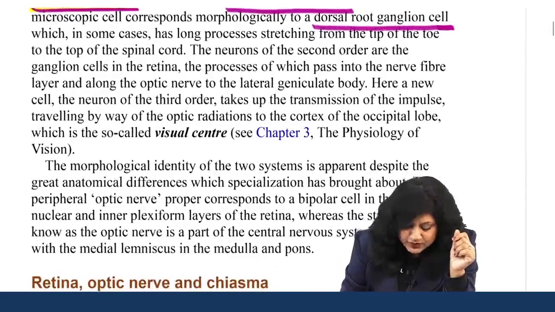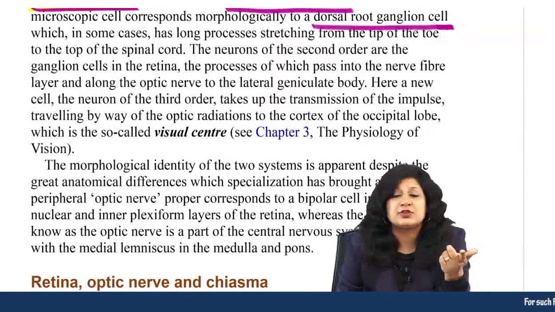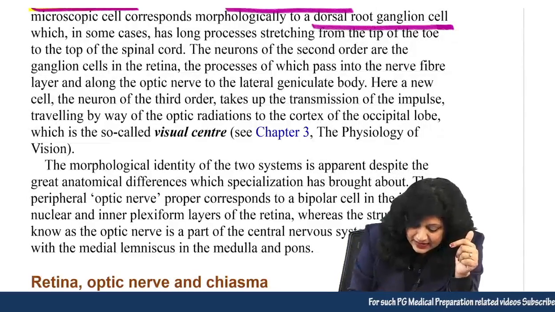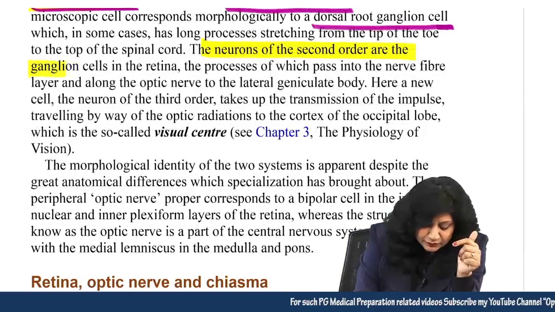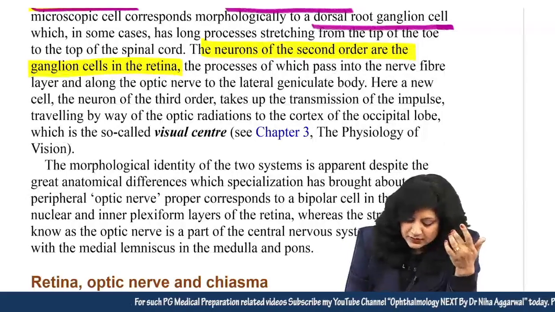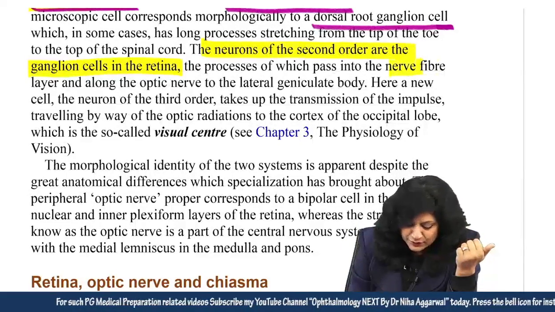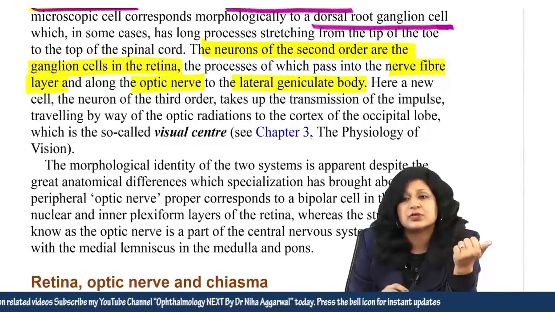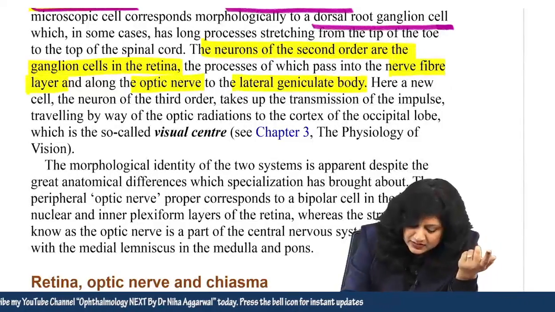Now, they are considering the neurons of bipolar cells to be first order, and saying the ganglionic cells to be second order. But if we consider the photoreceptors as first order, they will become the third order neurons, the processes of which pass into the nerve fiber layer, and then pass through the optic nerve and finally to the lateral geniculate body. So the order will remain the same.